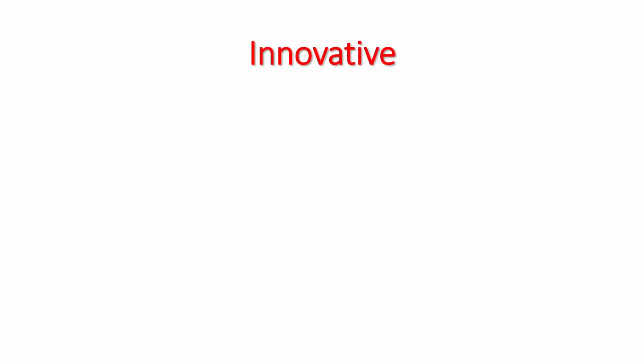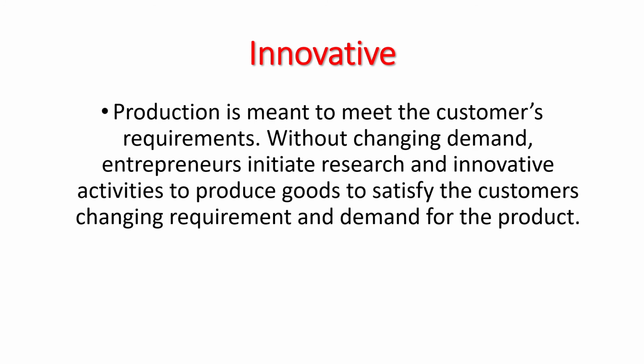Next comes innovative. We have already seen innovation. Innovation is something which becomes an element of entrepreneurship also. So let us see this as a character part also. Production is meant to meet the customer's requirement without changing demand. Entrepreneurs initiate research and innovative activities to produce goods to satisfy the customer's changing requirement and demand for the profit. See, the ultimate goal of entrepreneurs is to make profit, to earn profit. And how can they achieve this? They can achieve this when their customers are satisfied with their products. They should give value to their customers.